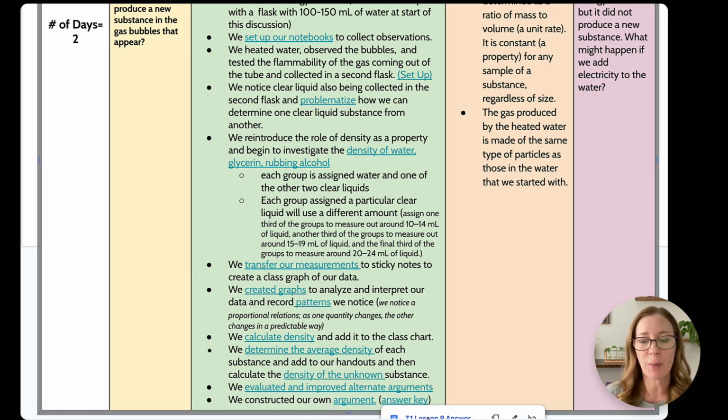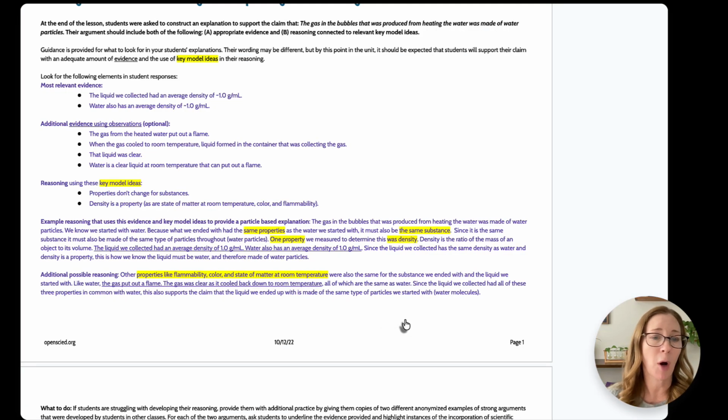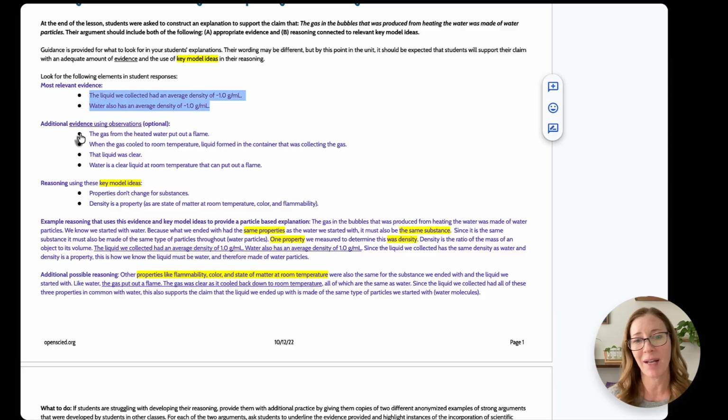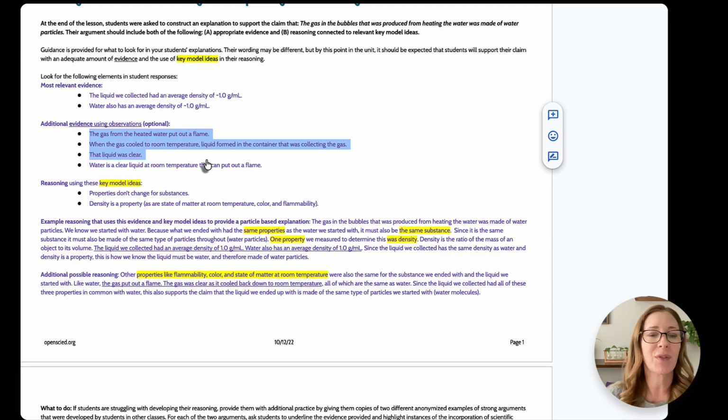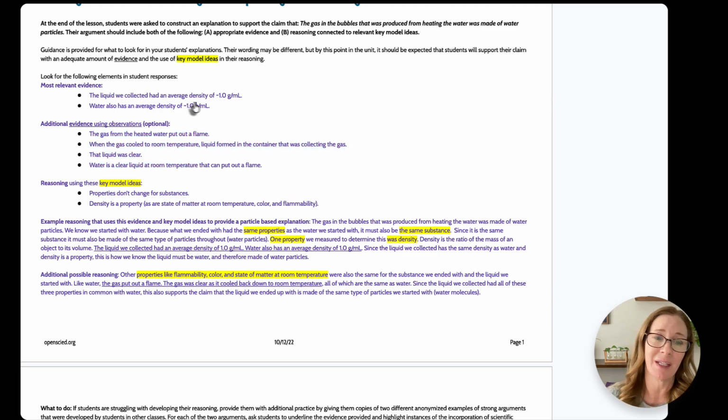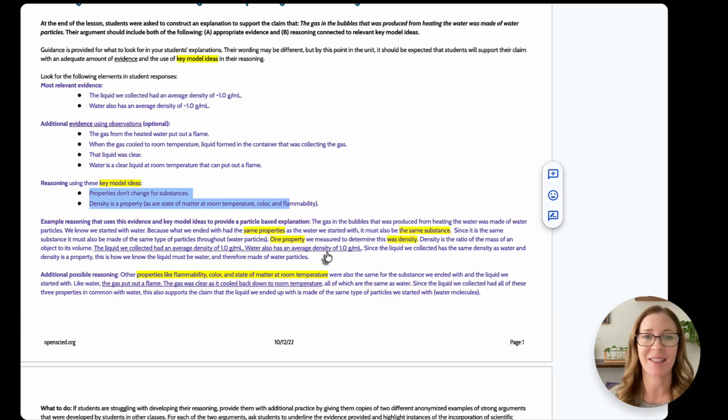It shows you what you should be looking for in student arguments. The most relevant thing is that we have the same densities. That's got to be in there to get a passing grade on this. And I would say this is something I would grade. And then evidence is something we collected. It could be that it put out the flame, or that it was clear liquid. These are things they could also add, but what really needs to be there is the density. And then reasoning, the 2 key model ideas would be here, that properties don't change for a substance and density is a property. So hopefully they caught that as you went through this lesson.